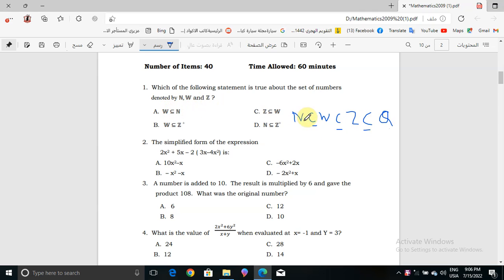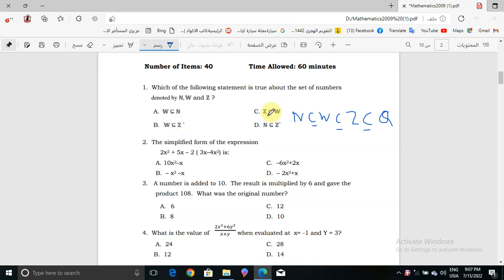Now what we have here, whole is a subset of natural number. No, natural number is a subset of whole number, so A is not the correct answer. Here, whole number is a subset of positive integers. No, it says positive integers, and whole numbers would be included by integers, which include negative 1, negative 2, and so on. So it's not correct. And also B is not correct, since it does not include 0 because it says positive.